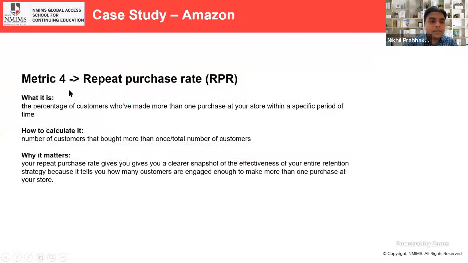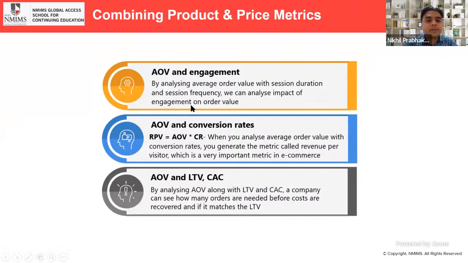You can also combine these metrics together. For example, we can look at average order value and engagement together to understand which customer segment is very important. We can compare average order value and conversion rate. The higher the conversion rate, we can look at it from the perspective of overall lifetime value. So average order value, lifetime value, and customer acquisition cost can all be looked at together. By combining the product and price metrics, we can have a very good picture and understanding of engagement.